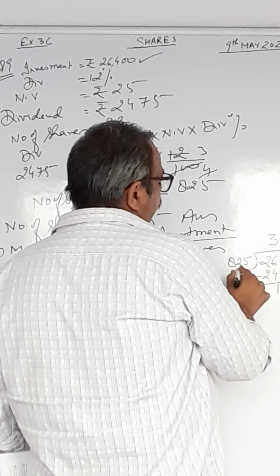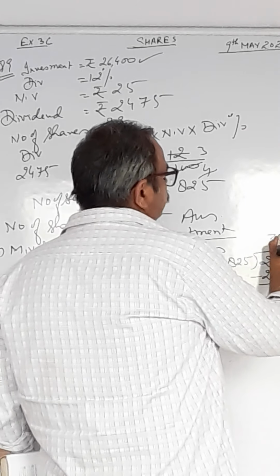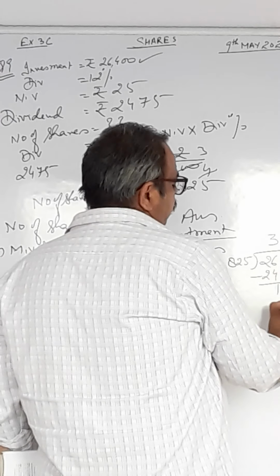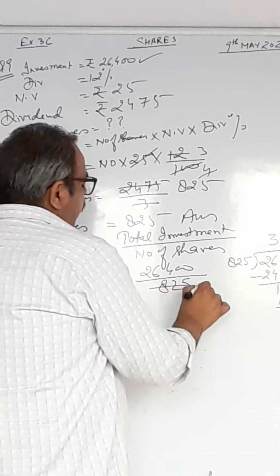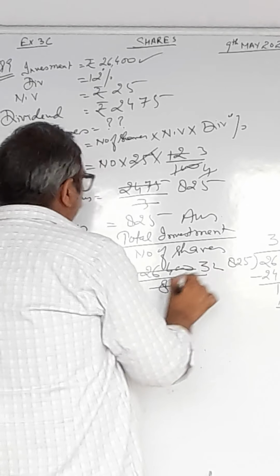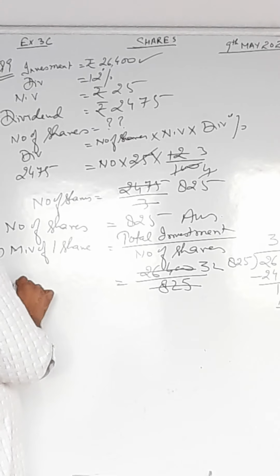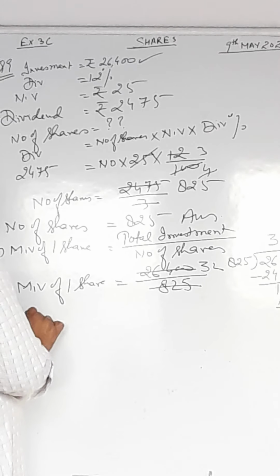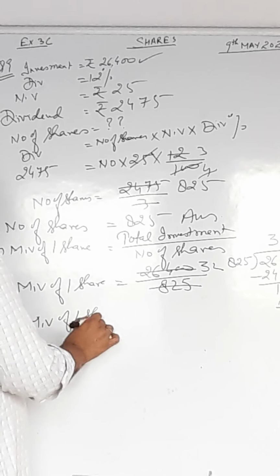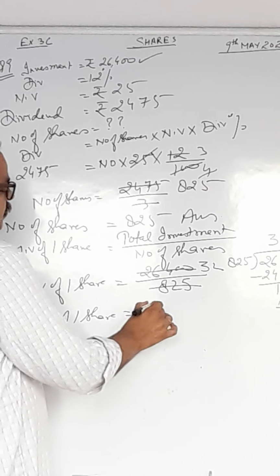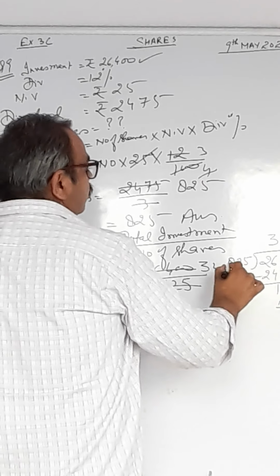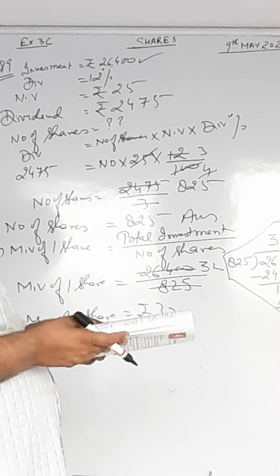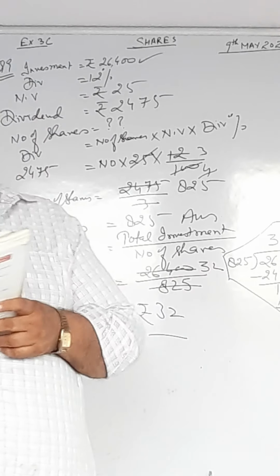Now 8 2 is 16, 2 times. 2 5 are 10, carry over 1, 2 to the 4 over 5, cancelled. 16, yes, it is cancelling by 32. So the market value of one share is equal to rupees 32. Please check the answer. This part is rough one. Please check the answer, both the parts.